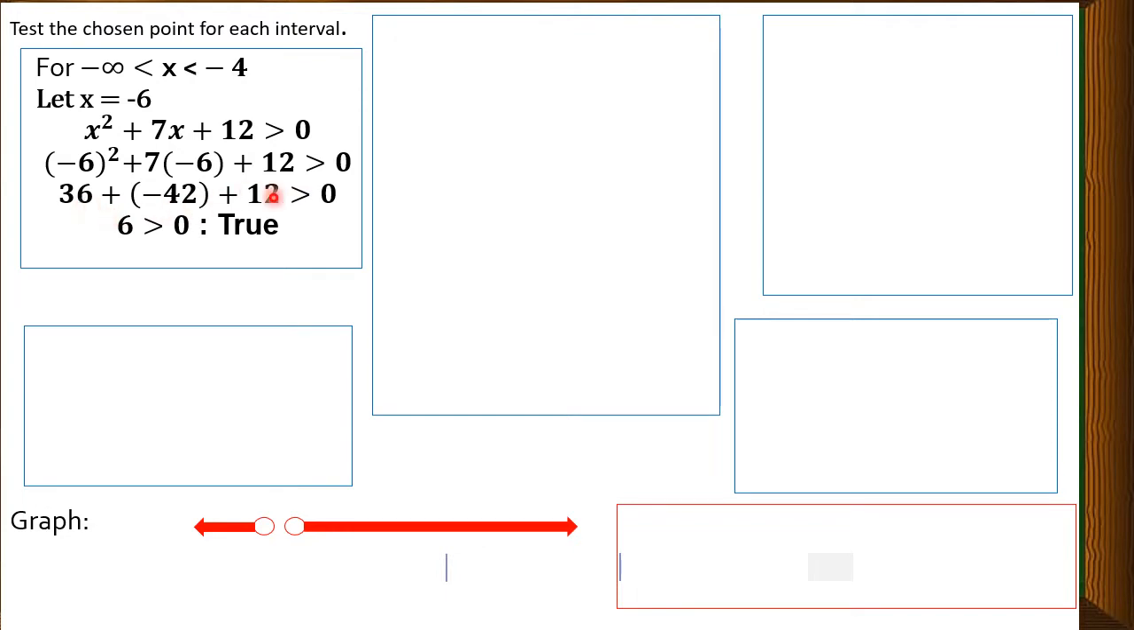36 plus 12 is 48, minus 42, that is positive 6. And 6 is greater than 0. This is a true inequality. So it means that this is part of the solution.